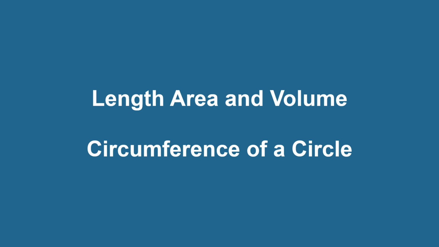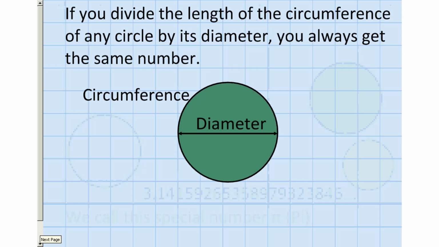Circumference of a circle. So how do we find the length around the outside of a circle, or how do we find the circumference? Well, for any circle, if you divide the length of the circumference, the length around the outside, by the diameter, which is the distance from one side to the other through the middle, you always get the same number.